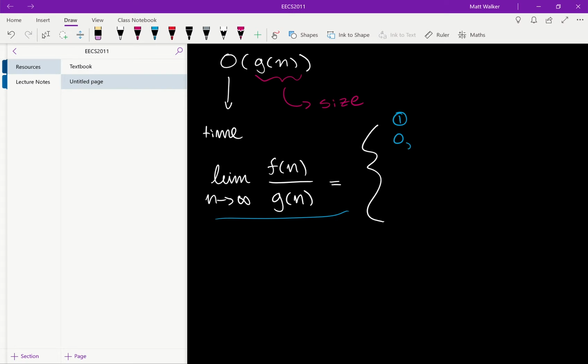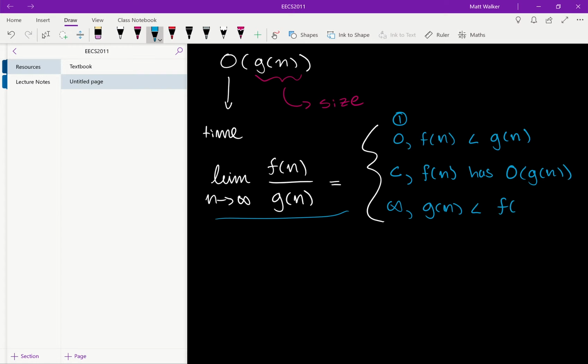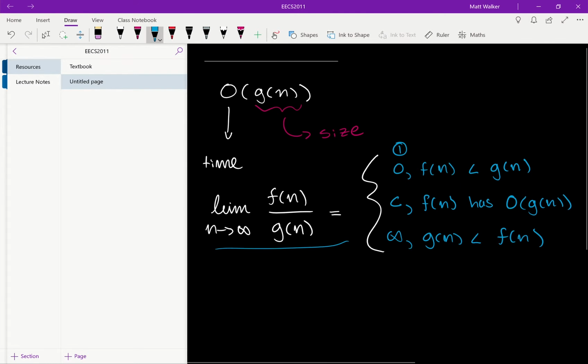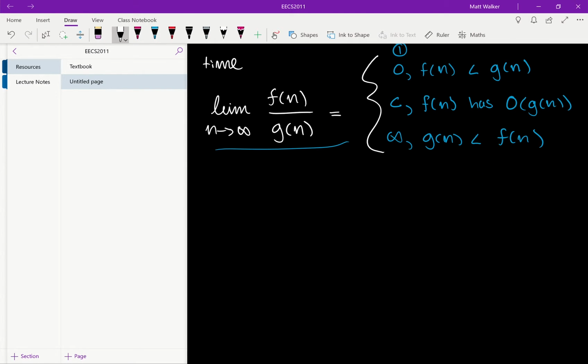And this will show us that f of n has a smaller runtime than g of n. We can end up with a constant case, and this will tell us that f of n has O g of n. And we can have an infinite case, and this is the case that g of n is less than f of n. So these are our three cases, and at first they don't seem that clear, so I'm just going to draw them out graphically for you.